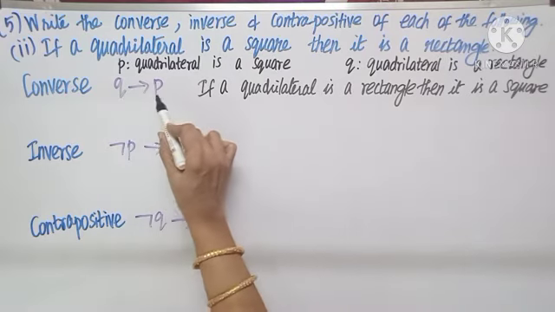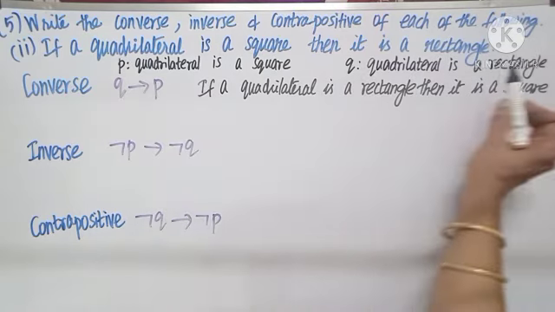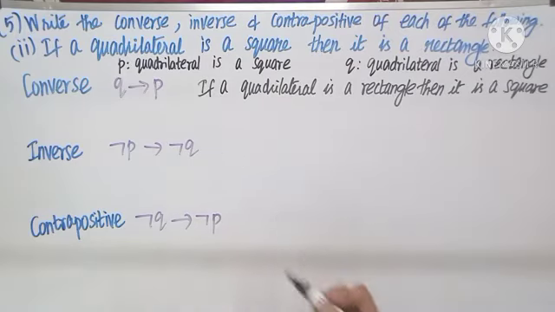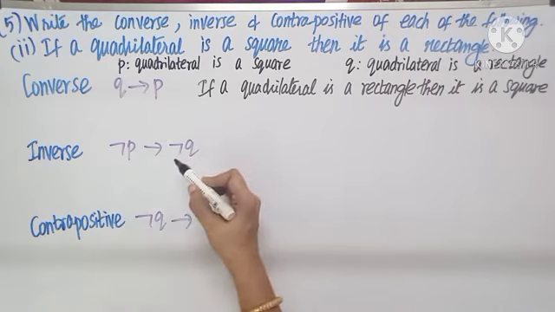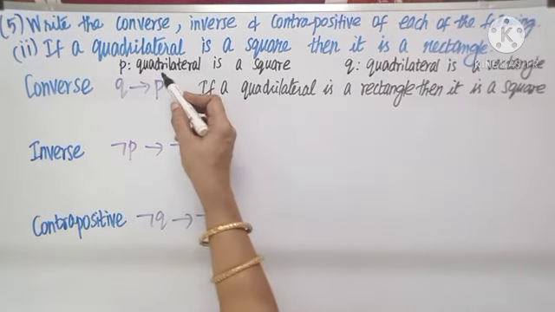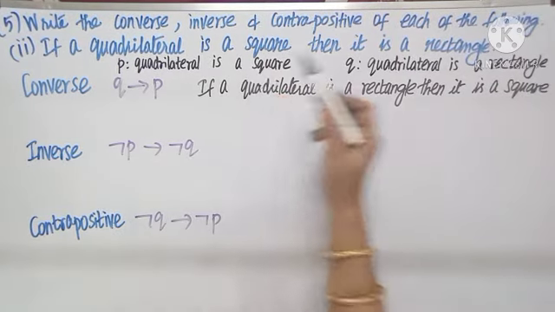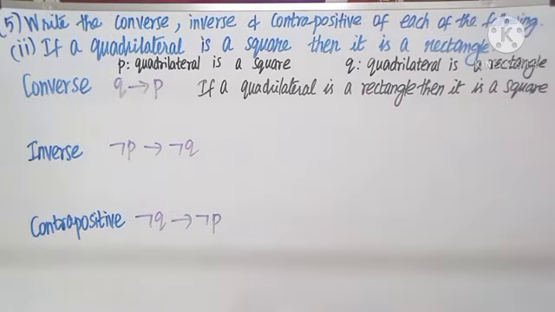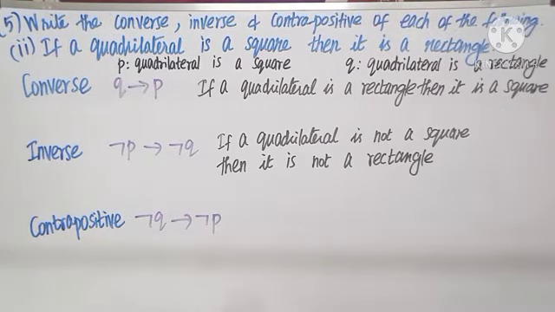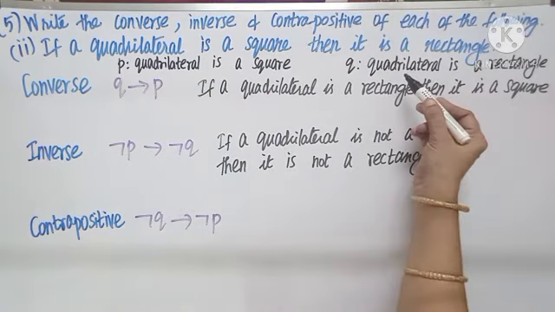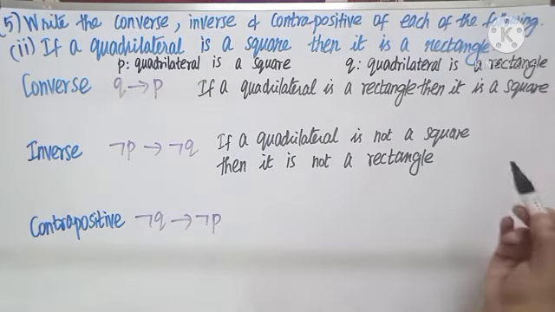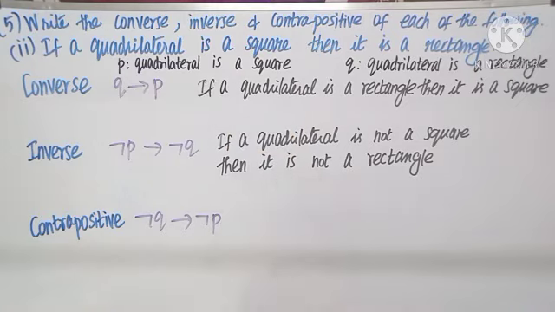If Q, then P. If a quadrilateral is a rectangle, then it is a square. Inverse. Not P implies not Q. Quadrilateral is not a square, then it is not a rectangle. Contrapositive. Not Q, not P. We interchange and put not. If a quadrilateral is not a rectangle, then it is not a square.